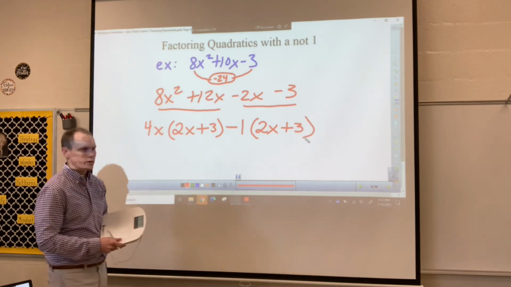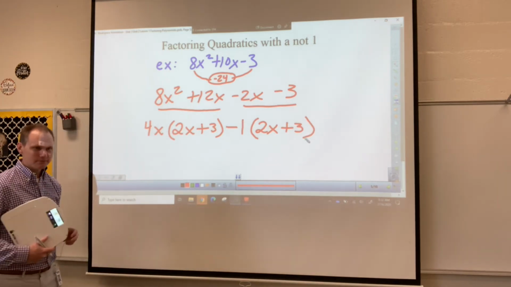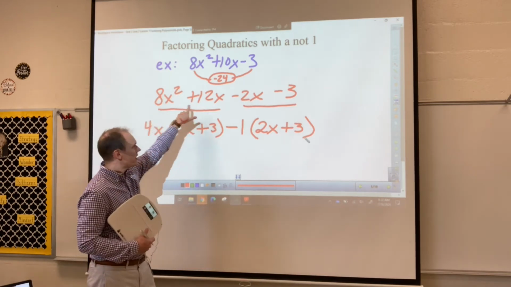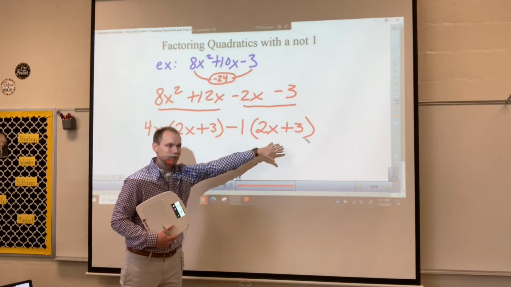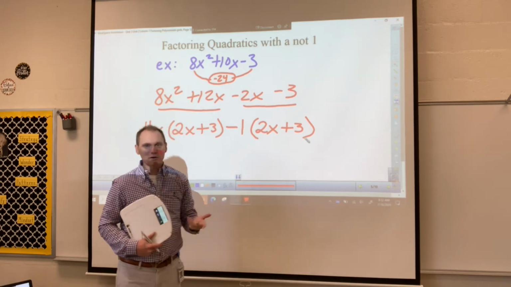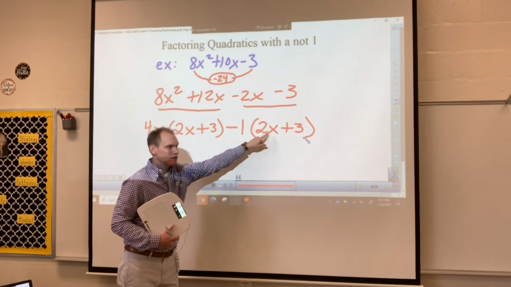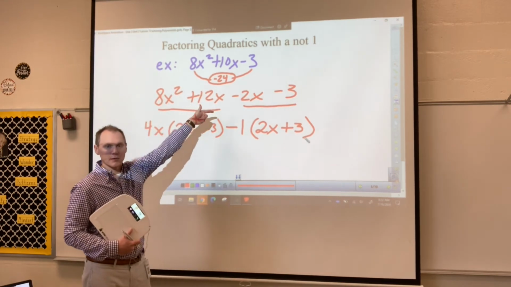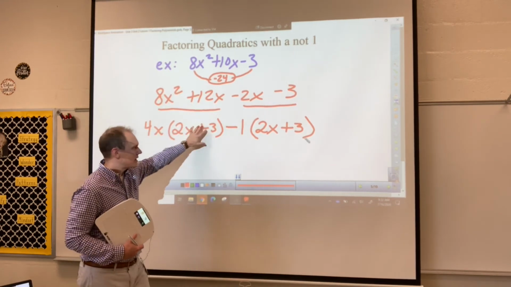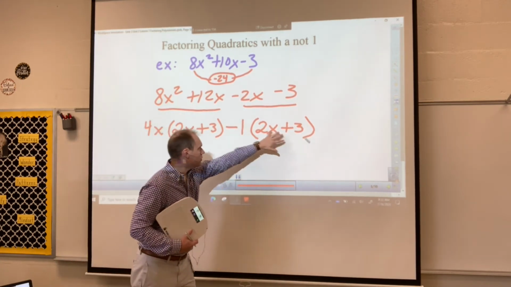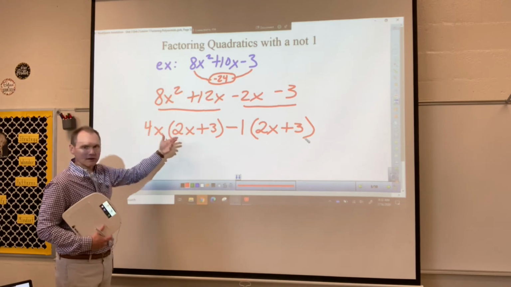All right, what do you notice? What's special? They both have the 2x plus 3. When we factored out the greatest common factor, we were left with the same thing. And with factoring by grouping, that should happen every time. If you're not left with the same thing here and here, then something went wrong in the first step up here. Because now when we think about factoring out from the whole expression, we have something to factor out.